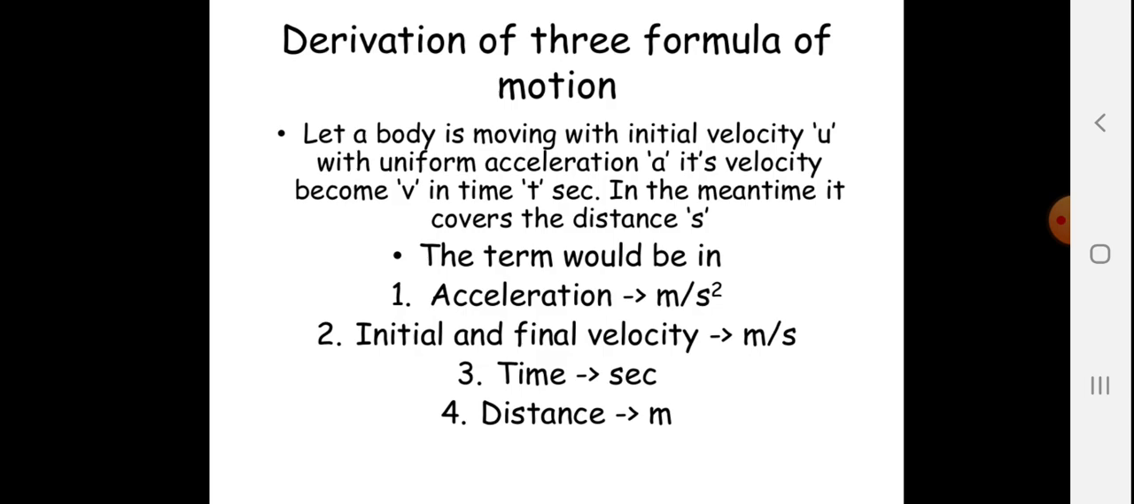Now, derivation of the 3 formulas of motion. This is very important. Please pay attention and stay focused. Let a body be moving with the initial velocity u, with the uniform acceleration a. Its velocity becomes v in a time t seconds. In the meantime, it covers the distance s. So the units would be: acceleration in meter per second square, initial and final velocity in meter per second, time you will measure in seconds and distance you will measure in meters.